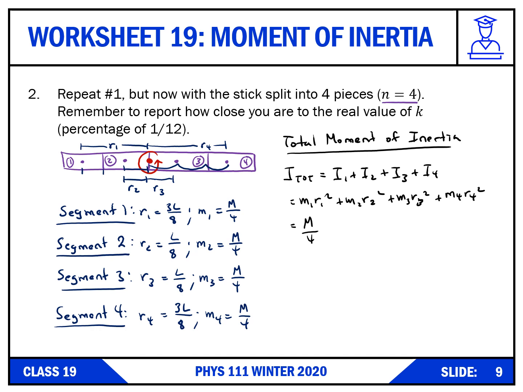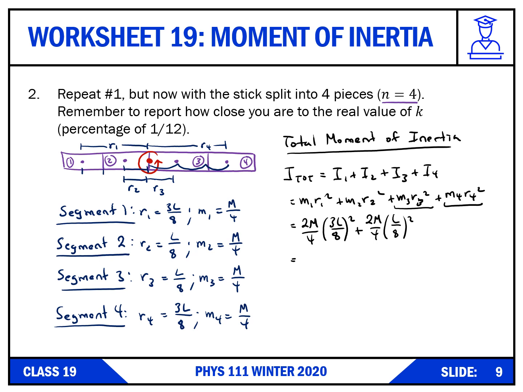capital M over 4, R1 is 3L over 8 squared, plus M2, which is M over 4, L over 8 squared. And this one for the third segment is the same as the second segment, so we can just say this is 2M over 4. The fourth segment is pretty much the same as the first segment, so we can say this is 2M over 4, just so we have 2 of each. And because I'm running out of space.